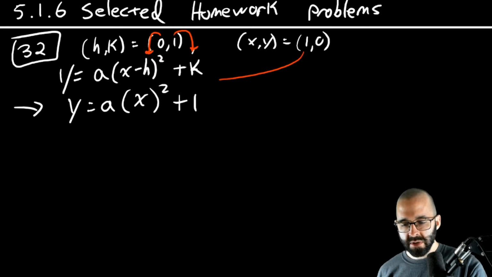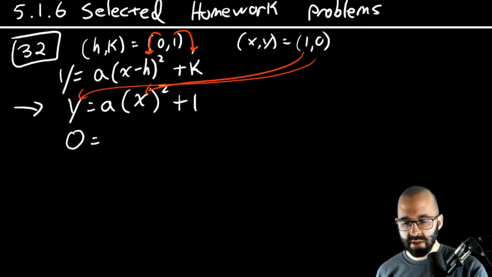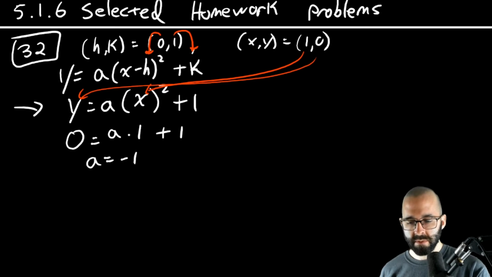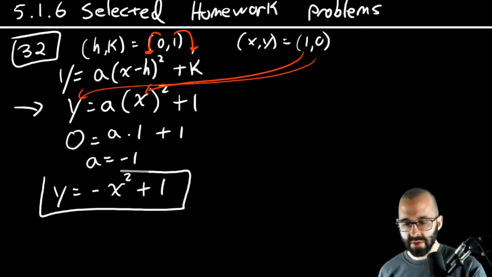So now we use this x and this y to find a. Y is 0, x is 1. Solve for a, should get a equals negative 1. So y is equal to negative 1, or you can just leave out the 1, times x squared. We don't need the parentheses either, plus 1 like so.